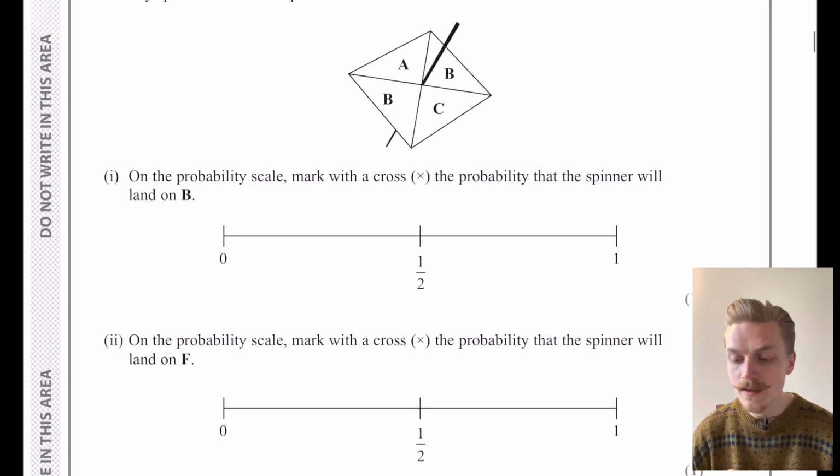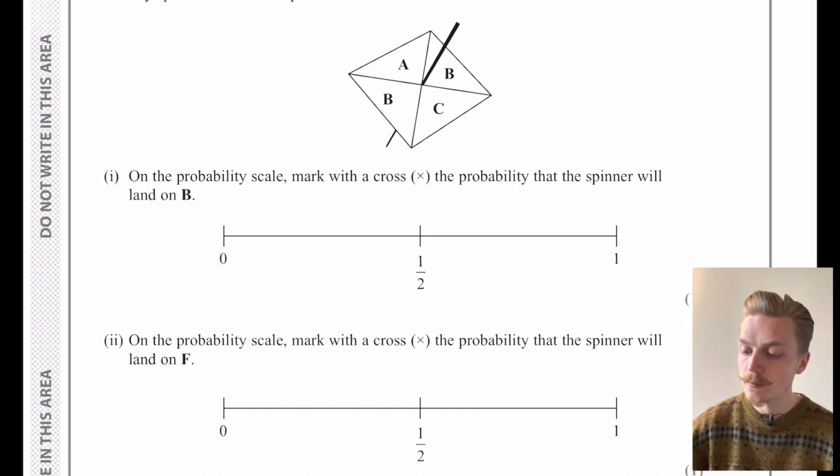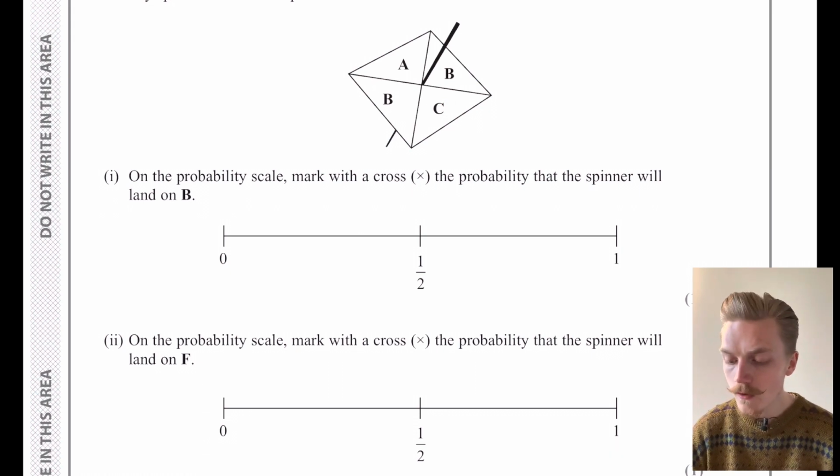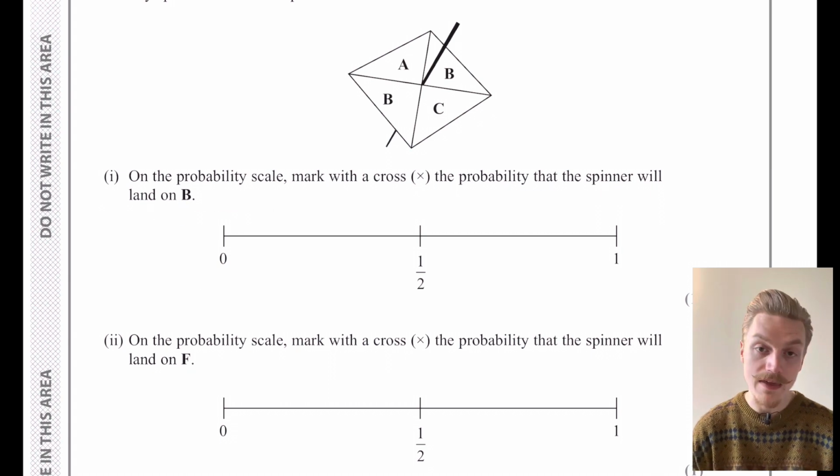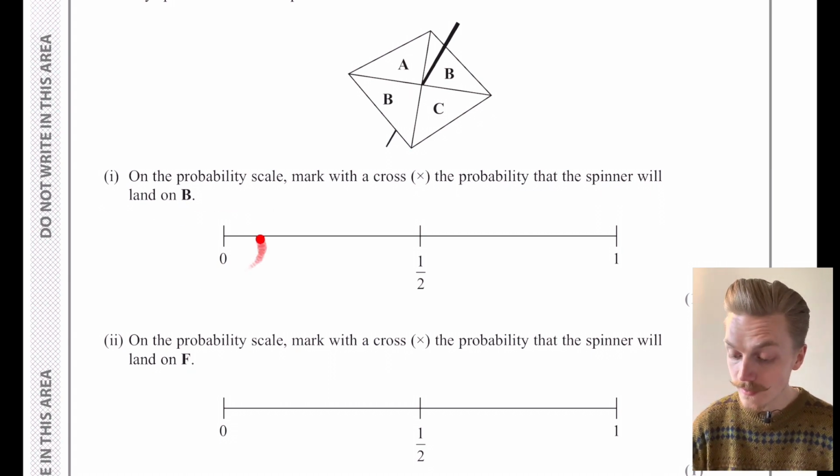Question 6, Sammy spins a 4-sided spinner. We can see the spinner here, so it's got A, B, C or B. So we've got 2 B's there. And it says on the probability scale, so this is a probability scale, marked with a cross X, the probability that the spinner will land on B.